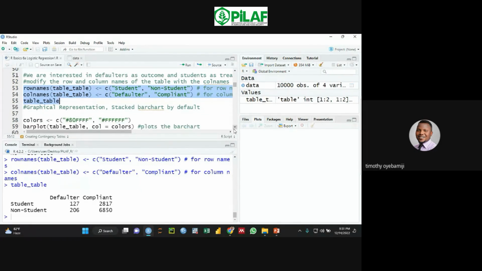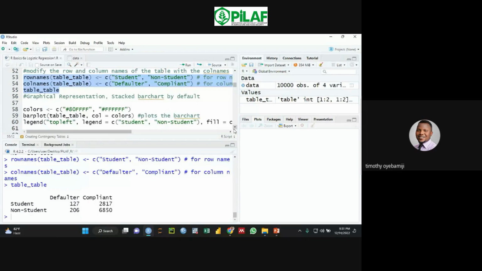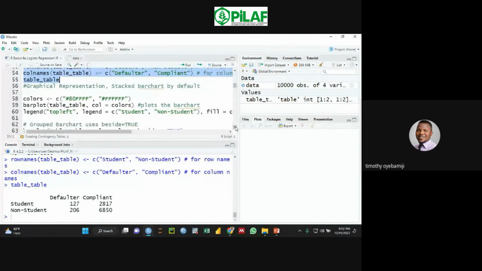Although R has understood it the way it was, for the sake of interpretation, we need to do this as well. But if your categorical variables are explicitly explained, you might not need to do all of this renaming. All right, now graphical representation. How can we look at this? It's good to always show things, not just give values. All right, so we have two colors, because of course we have two variables. Now, bar plots, table underscore table, and color equals colors.